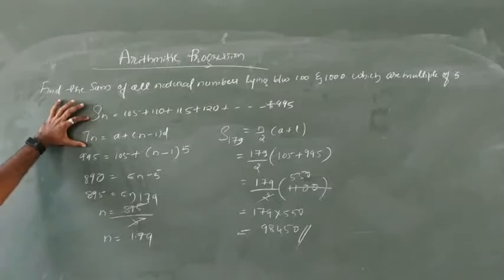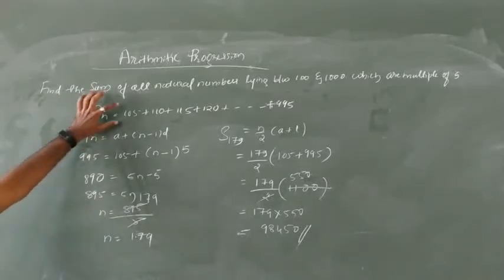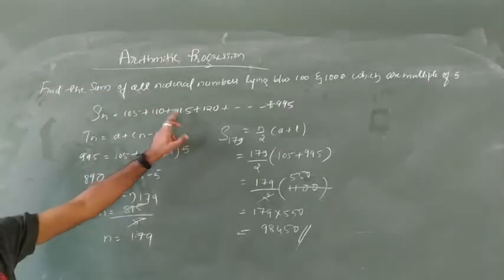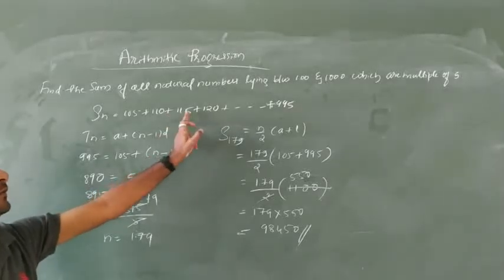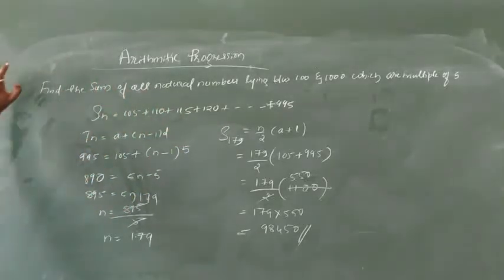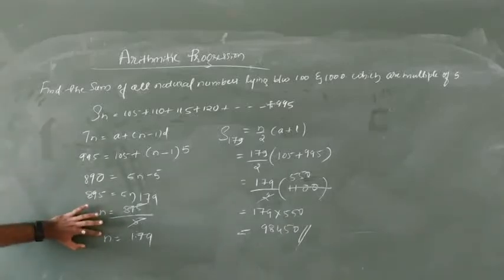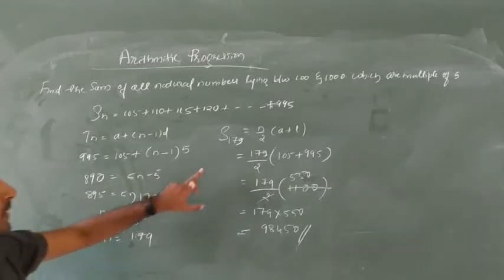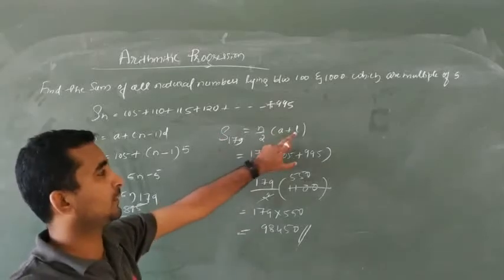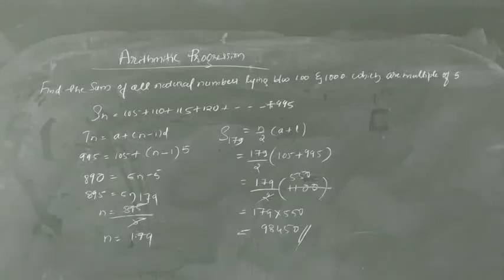That is A plus (n minus 1) into D. The nth element is 995, the first element is 105, and the common difference is found by subtracting the first from the second, the second from the third, the third from the fourth. So you get the same common difference, D is 5, and the number of terms is 179. Then I add the 179 elements by using the first and the last one. Very easy by doing this, so we get the answer very easily.